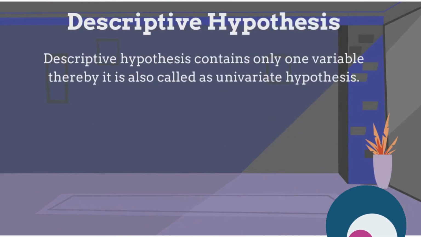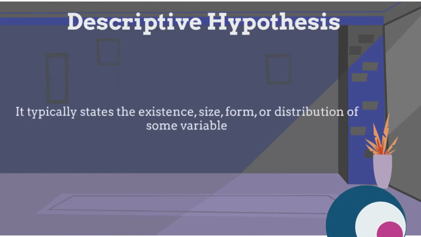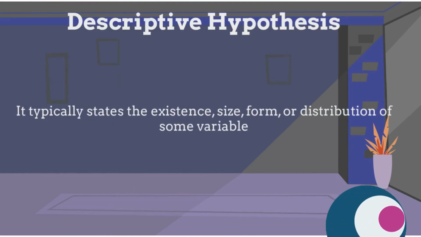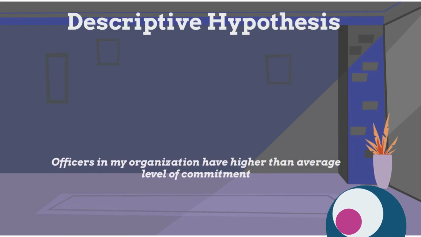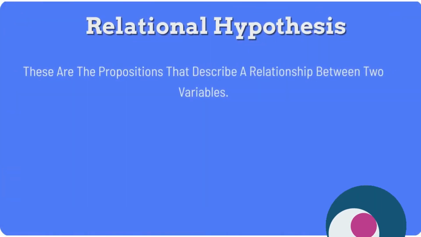Descriptive hypothesis contains only one variable, thereby it is also called a univariate hypothesis. Descriptive hypotheses typically state the existence, size, form, or distribution of some variable. Let's take an example. Officers in my organization have higher than average level of commitment. It only shows the distribution of the level of commitment among the officers of the organization, which is higher than average.